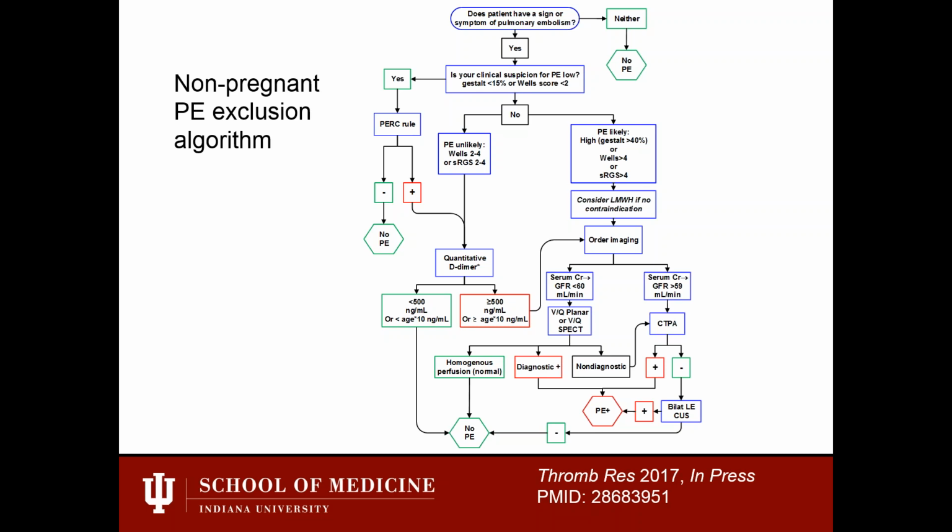But if they don't have any other findings, no PE. And if they do, and you have a low gestalt or even a Wells score less than 2, it's reasonable to use the PERC rule. If the PERC rule is negative, you can stop. Otherwise, move to a D-dimer. If the D-dimer is less than the normal threshold or age times 10, no PE. So we can get away without imaging a lot of patients just using clinical criteria at the bedside and/or a D-dimer.